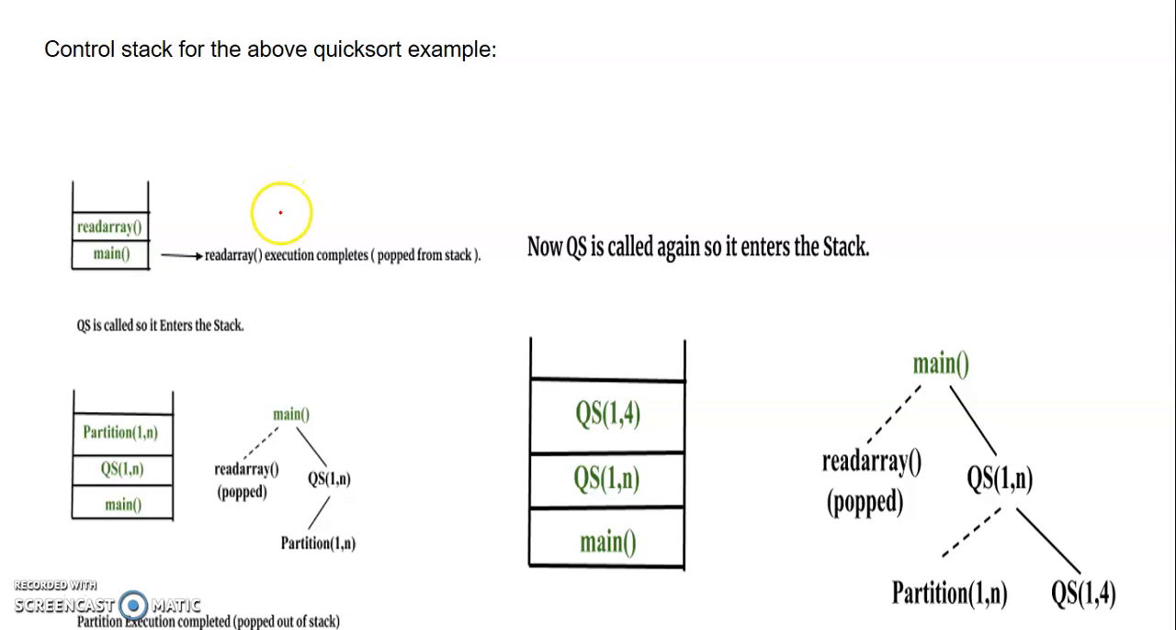Whenever the quicksort function gets called, it is pushed into the stack in this way. So quicksort(1, n). Then, in quicksort, we call the partition function first. So partition is pushed into the stack. This is how the activation record is actually pushed into the stack.